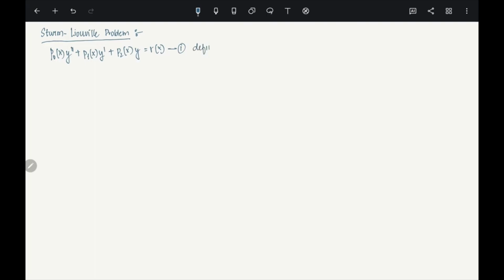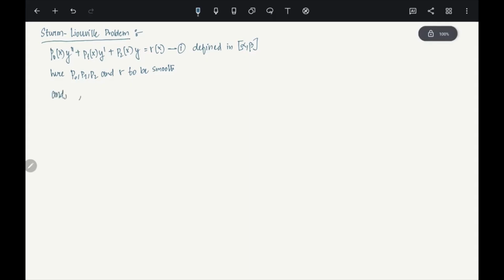Now this is defined on some interval alpha beta, and here we are assuming P naught, P1, P2 and R to be smooth, so maybe sufficiently C1 or C2, whatever you choose is not a big problem. And we also have the boundary data.